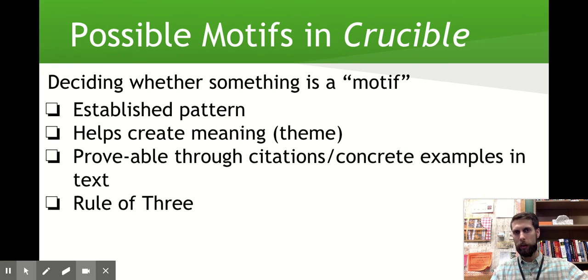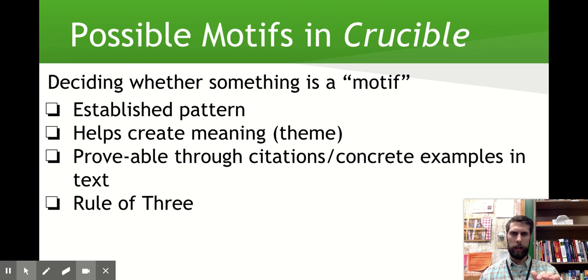So same in literature, like if you can't find three different examples that you're citing over the course of a text, again, doesn't necessarily have to be a quote. You could be paraphrasing details, but if you can't find at least three examples, probably not going to use the word motif, and may not be really an intentional pattern. You might be kind of fishing for something there.